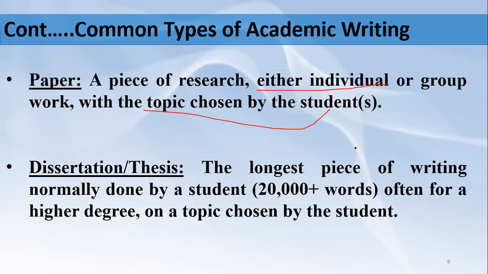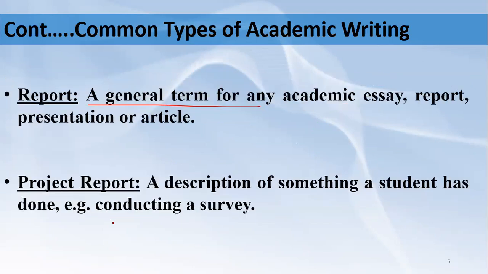For MPhil level, the minimum word limit is 35,000, and maximum is 50,000. For PhD, I think the minimum word limit is somewhere around 60,000, 65,000 or 70,000, if I'm not wrong. But a dissertation or thesis is the longest type of academic writing, which contains at least more than 20,000 words, and that is often for a higher degree, such as master's degree, MPhil degree, PhD degree, on a topic which is chosen by the student. So these are the most common types of academic writing.